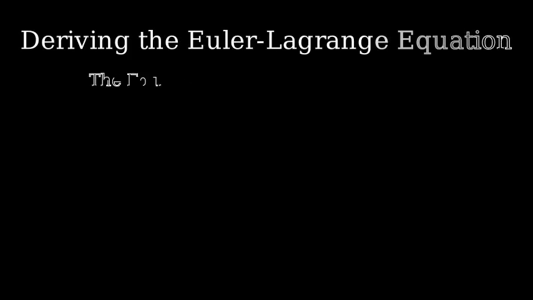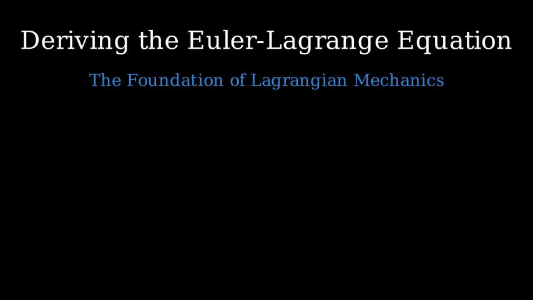Welcome to this video on deriving the Euler Lagrange equation. The Euler Lagrange equation is a fundamental result in the calculus of variations and forms the basis of Lagrangian mechanics. Let's start by understanding what this equation is and why it's important.